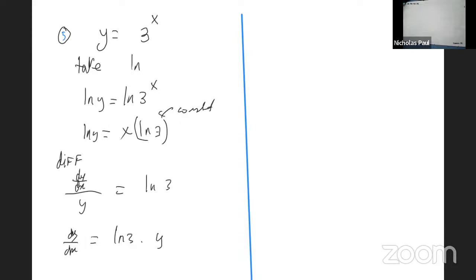Right? And we know what y is. Y is 3 to the x. So you can write your final answer like this: 3 to the x by ln 3.